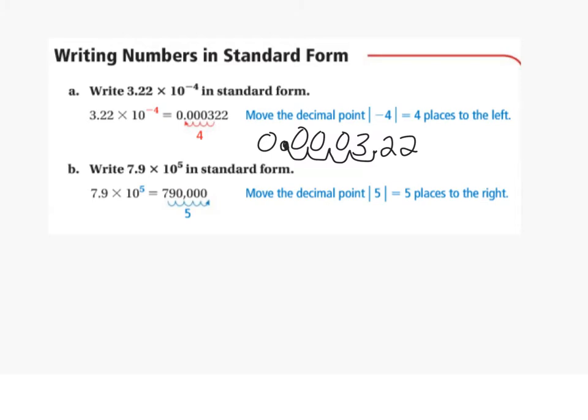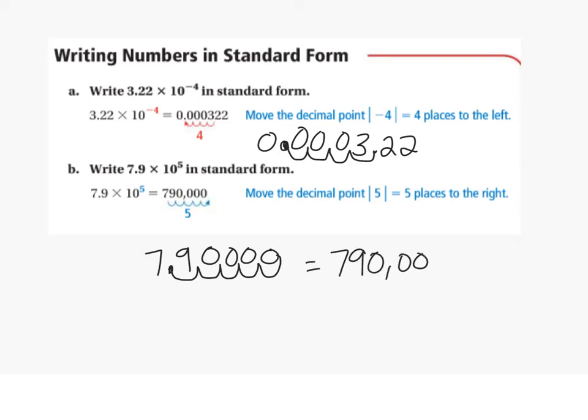Okay? Write 7.9 times 10 to the 5th in standard form. Okay, you move the decimal point, absolute value 5 equals 5 places to the right. So we have 7.9. We'll move 5 places to the right: 1, 2, 3, 4, 5. And you get 790,000.